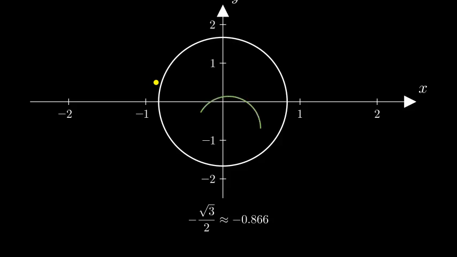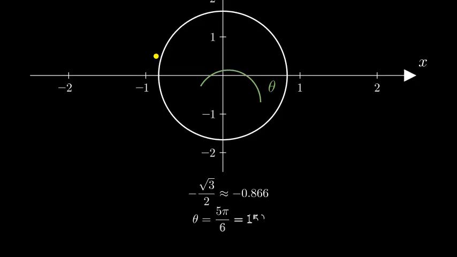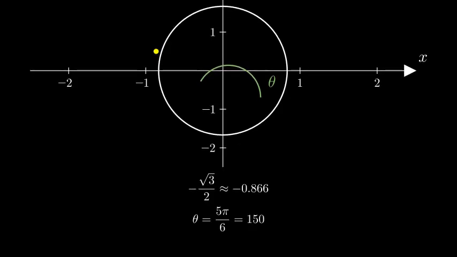When we draw the angle from the positive x-axis to this point, we can see that this angle is in the second quadrant. This is one of our special angles that we should remember. It's 5 pi over 6 radians, or 150 degrees. Let's verify this is correct.